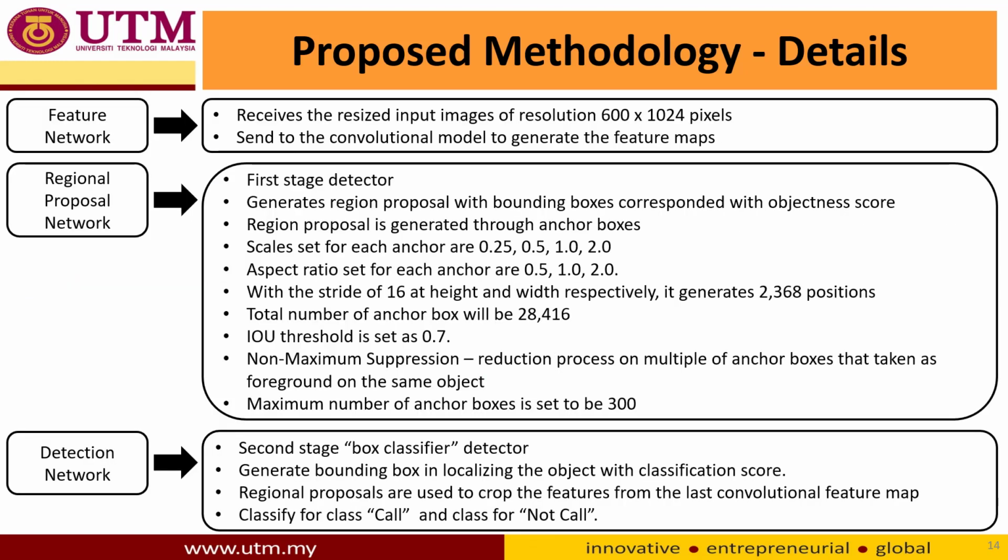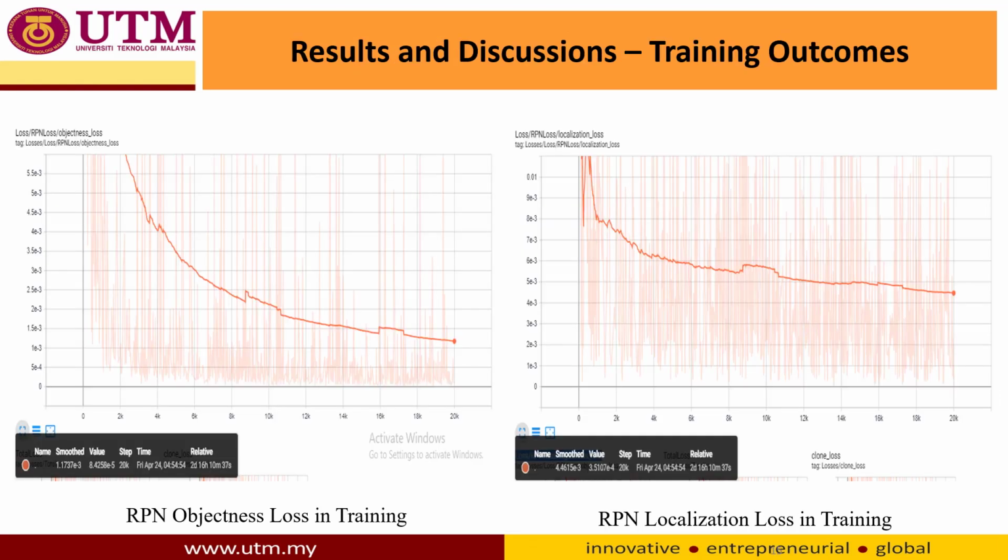Looking at the architecture, we have a feature network which receives the resized input images of 600 by 1024 pixels, and this is sent to the convolutional model to generate the feature maps. We use a region proposal network, and then we also have a detection network which is called the second stage box classifier.